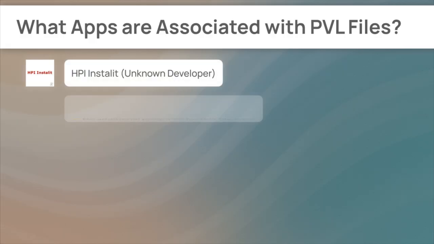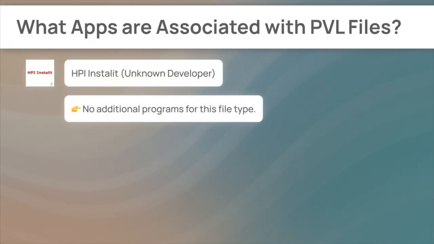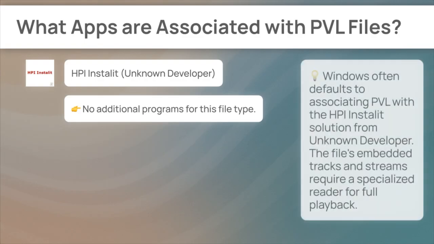The initial software setup links the PVL file directly to HPI Instalit by unknown developer. The file's embedded tracks and streams require a specialized reader for full playback. Windows gives only a basic outline, so complete interpretation requires compatible tools.